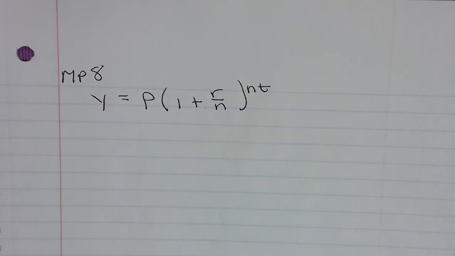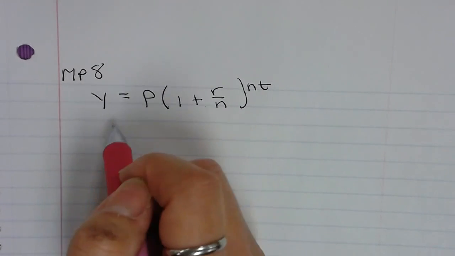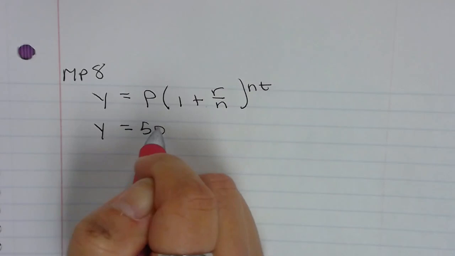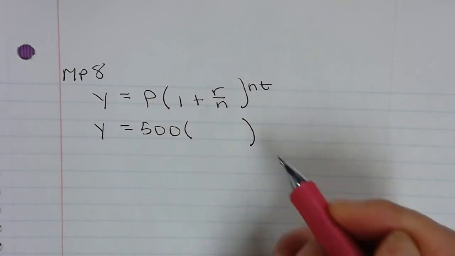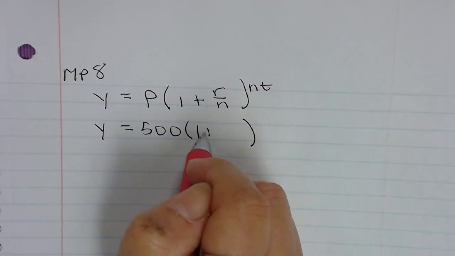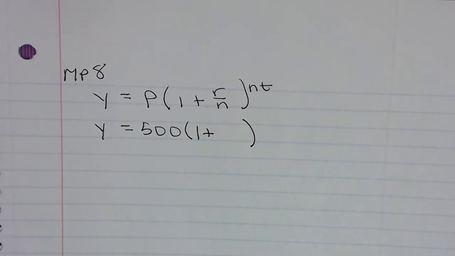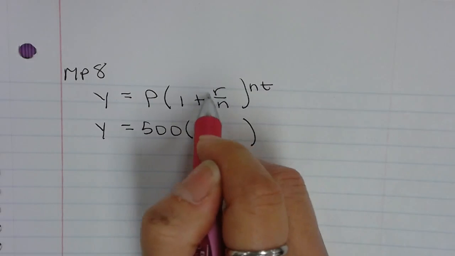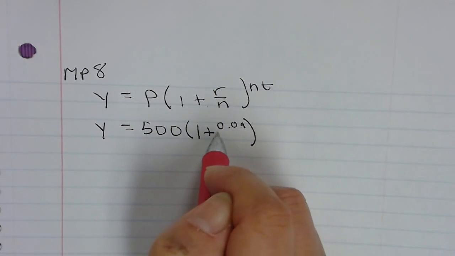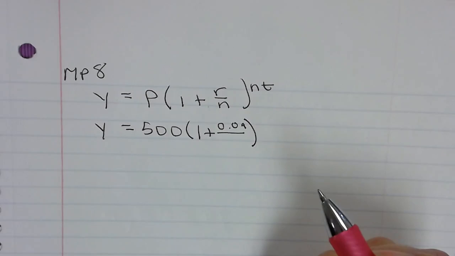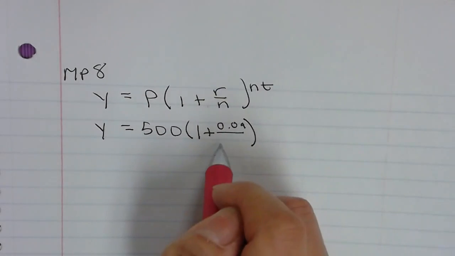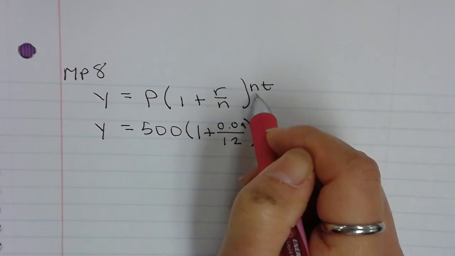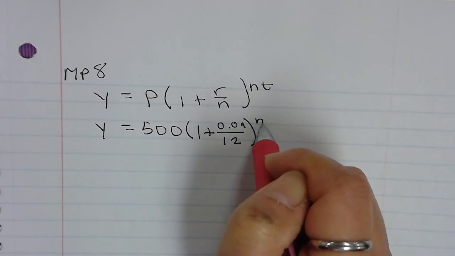Here's monitoring progress 8. You deposit $500 into a savings account that earns 9% annual interest, compounded monthly. Write and graph a function. So what's the principal in this problem? 500. Good. And what's the rate? 0.09. So that's my R, over the number of times it's compounded a year, and how many times is it compounded in a year? 12. Now remember, there's another N here, so make sure to put 12 here too.